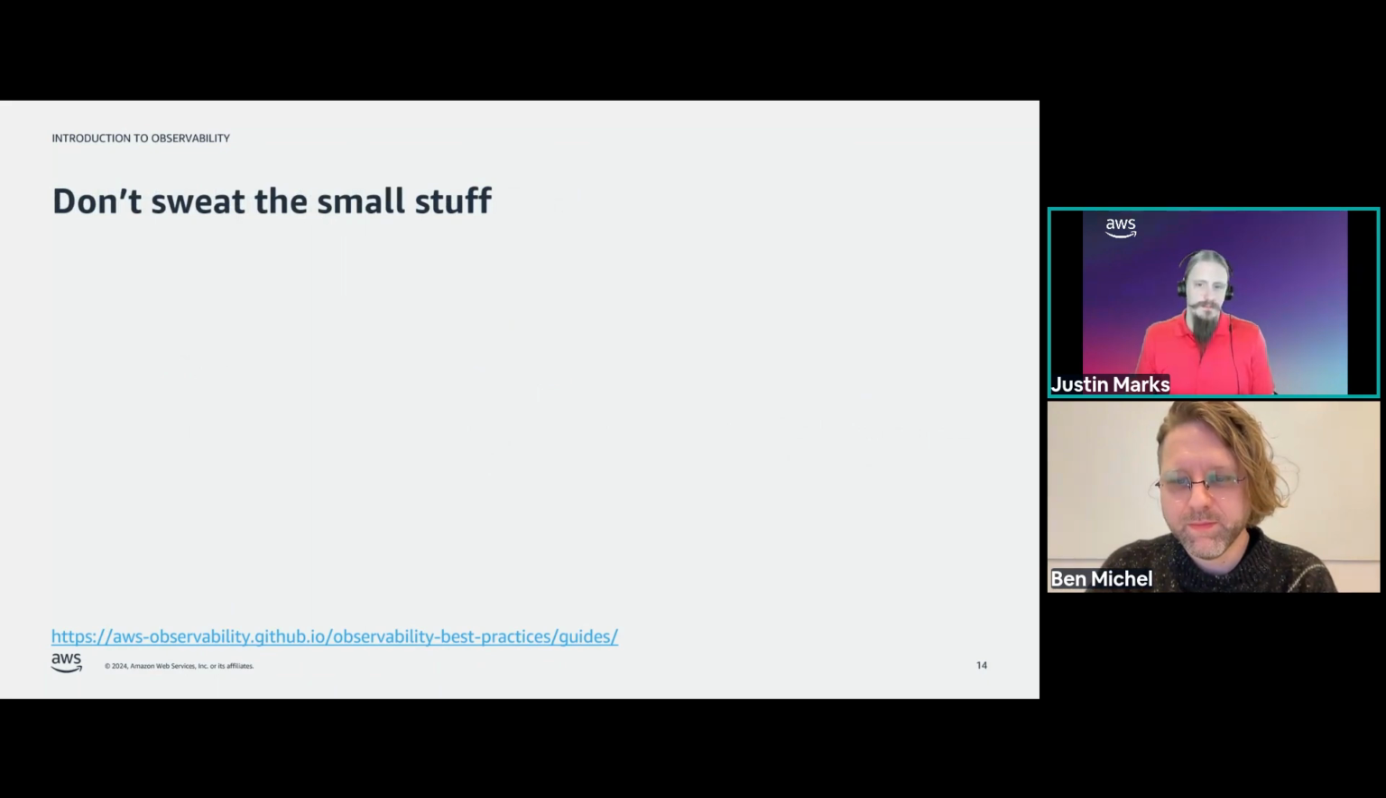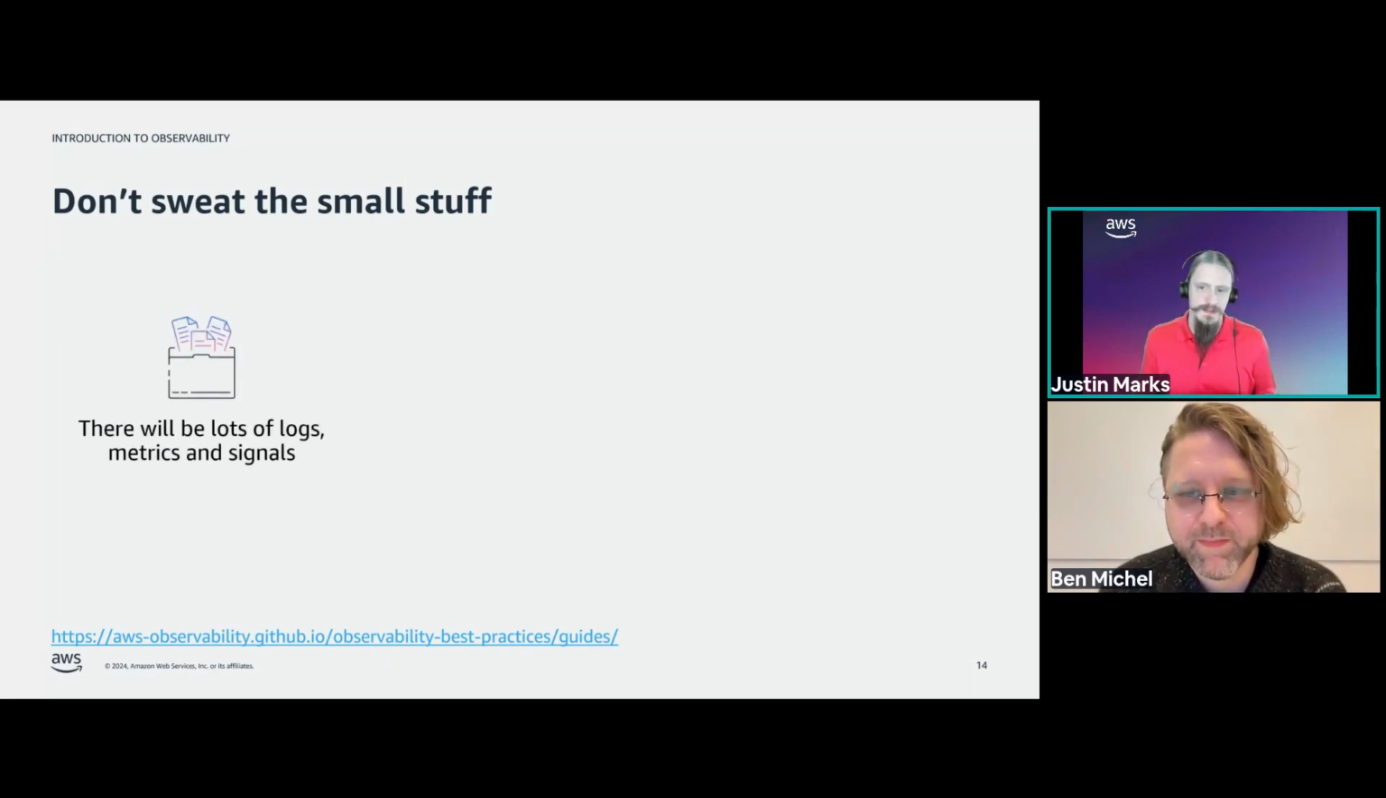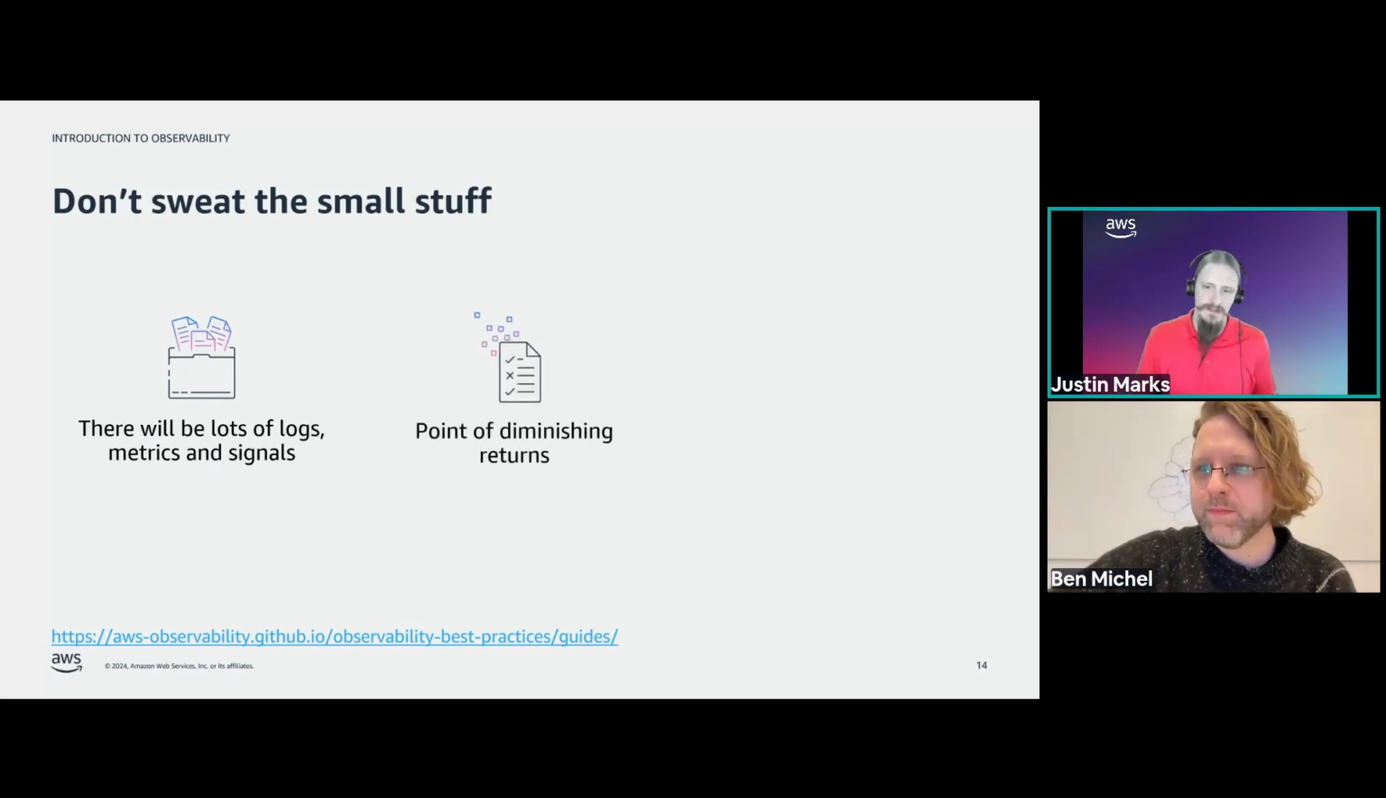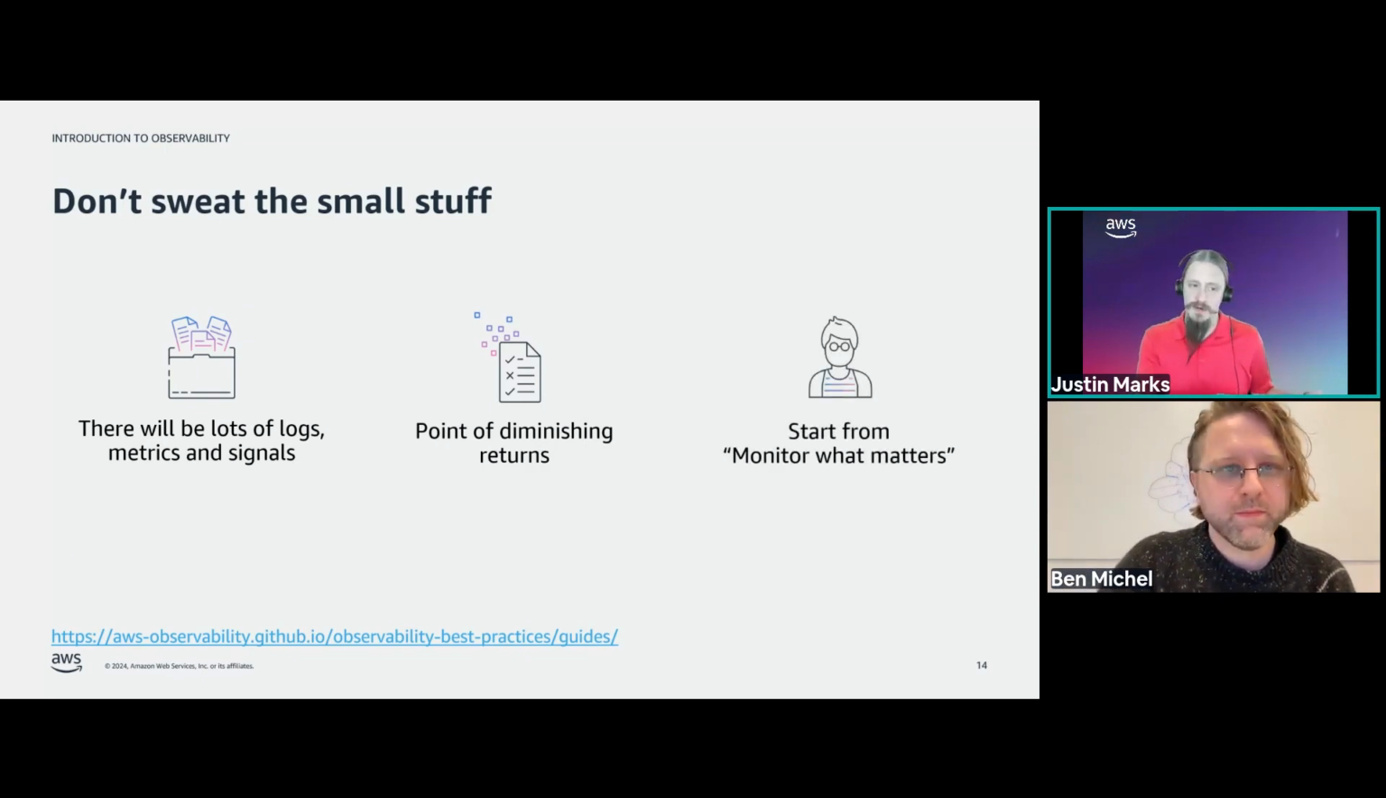All right. Data is powerful, right? But don't sweat the small stuff. Depending on the size of your app and your architecture, you may have just a ton of components to collect signals from. So at the onset, there's going to be lots of logs, lots of metrics, and lots of signals there. While collecting them is important and empowering, make sure you're working backwards from that monitoring what matters point, so that you don't hit that point of diminishing returns, right? Turning debug up on everything will probably run your storage costs up and not get you as many signals as you may need. So just make sure you're balancing that.